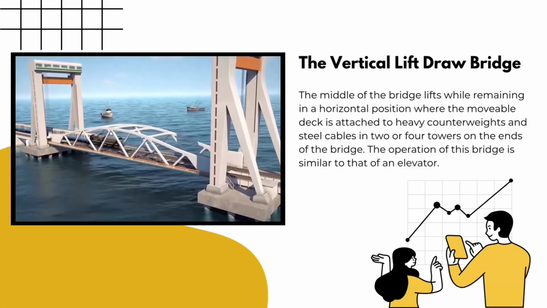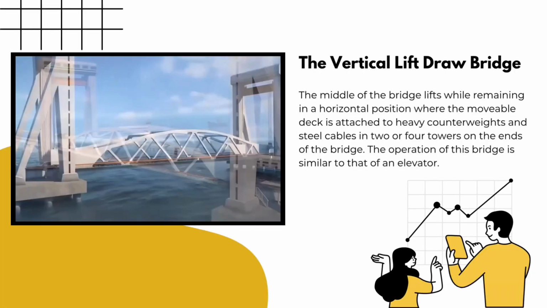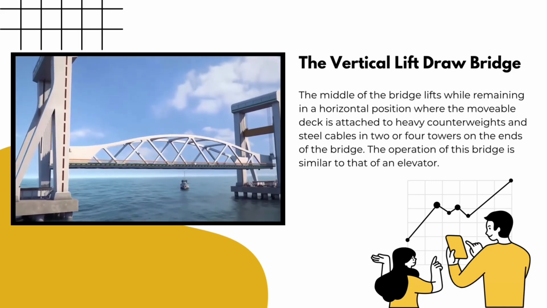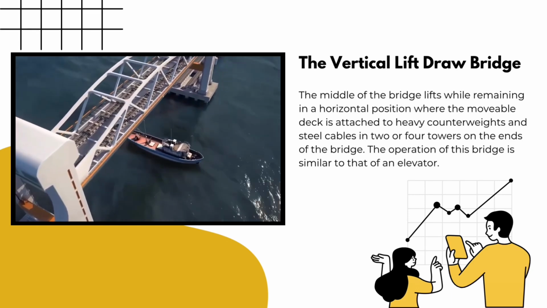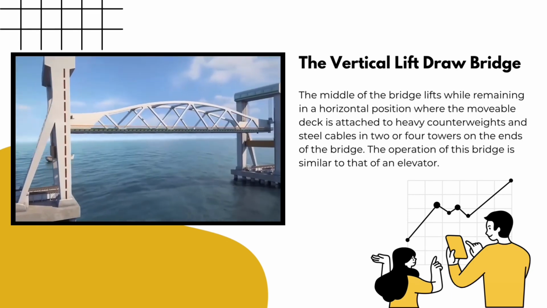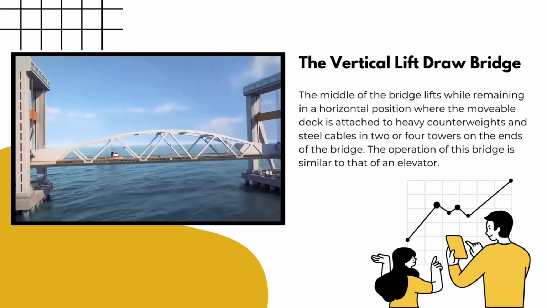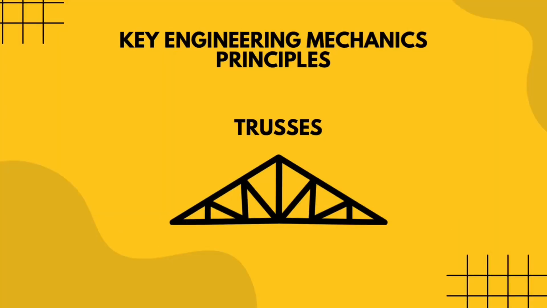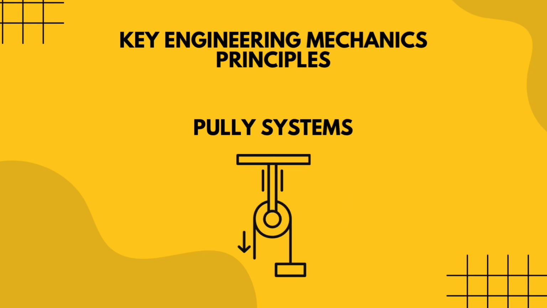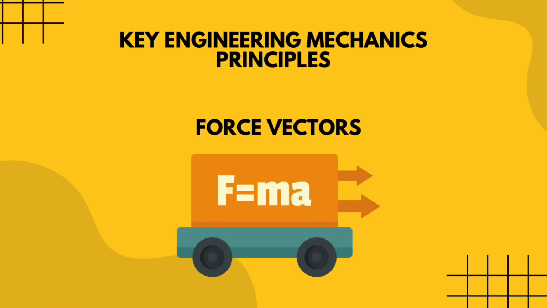The drawbridge we will be looking at is the vertical lift drawbridge. This is a bridge whereby the middle of the bridge lifts while remaining in a horizontal position, where the movable deck is attached to heavy counterweights and steel cables in 2 or 4 towers on the end of the bridge. A drawbridge is a prime example of many key engineering mechanics principles such as trusses, pulley systems, kinetics, and force vectors, of which we'll be focusing on the force vectors acting on the bridge when it is being lifted.